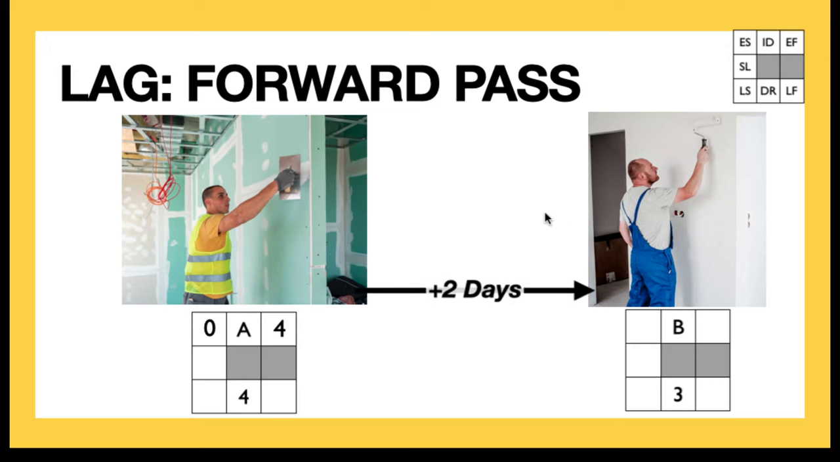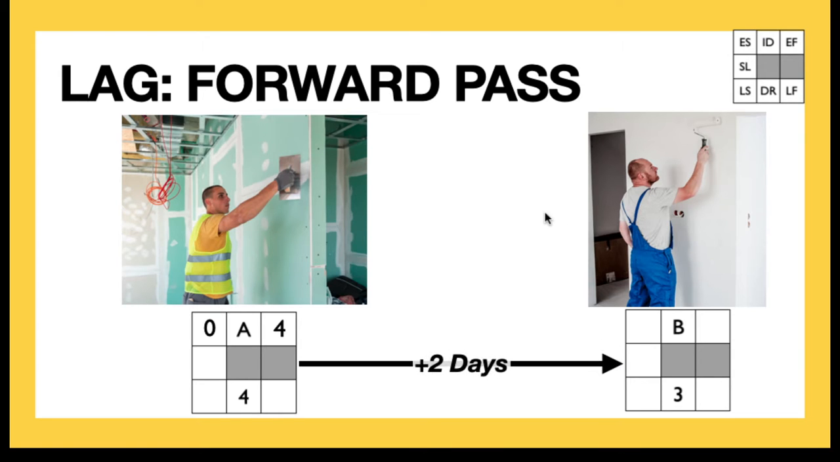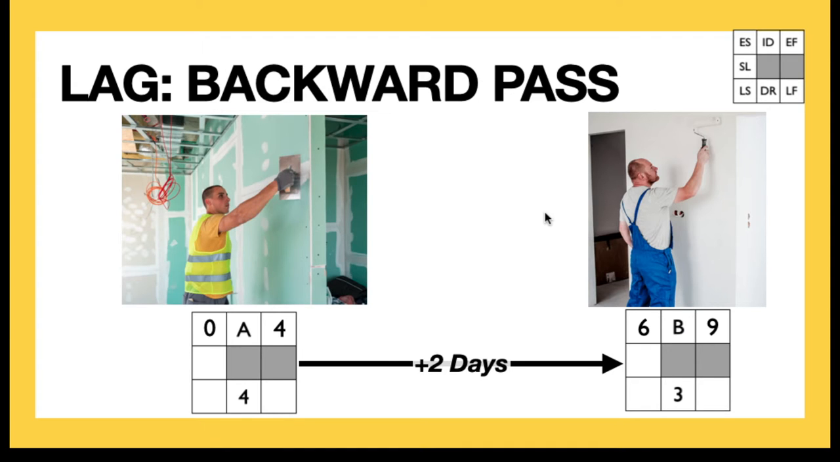But then we have to add those 2 days into our calculation when we start to calculate the early start for B. So we add those 2 days, and in fact, 6 is now the early start for B. 6 plus 3 is 9, and that is how we accommodate or count those lag time periods. So we have to account for those in the forward pass.